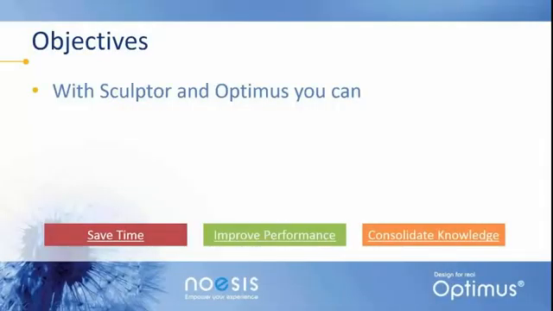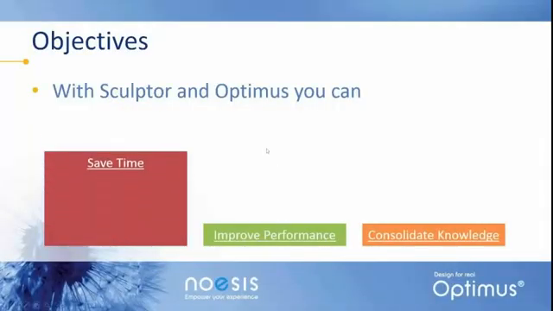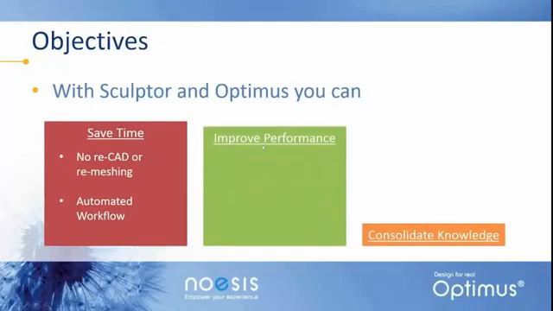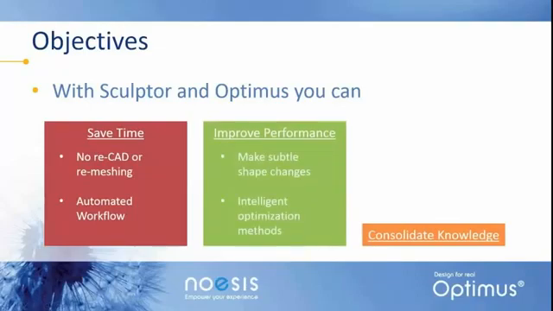So throughout the case study that we'll show you today, we're going to demonstrate how Sculptor and Optimus can help save you time by removing the need to re-CAD and to remesh for each design change, and how an automated workflow can reduce the amount of user input that's needed for complex tasks. We'll show you how using Sculptor and Optimus can help you improve the performance of your products by making subtle shape changes to your geometry, and by using Optimus's intelligent optimization methods.